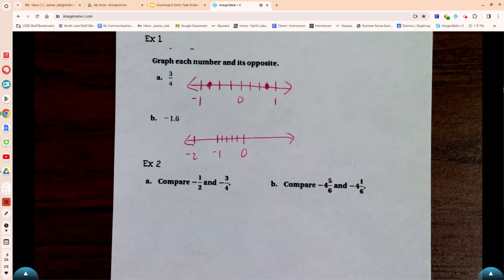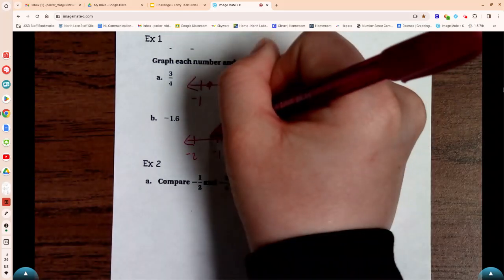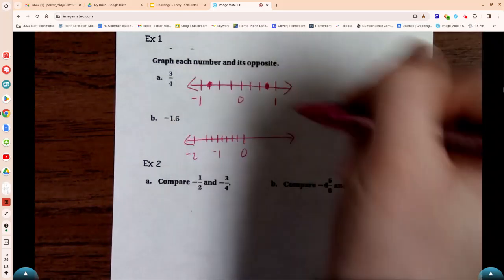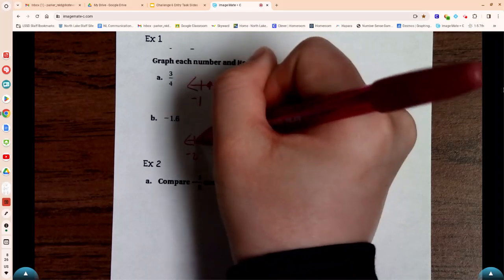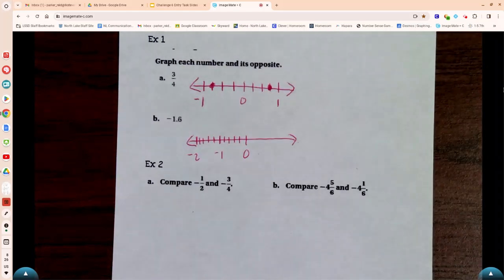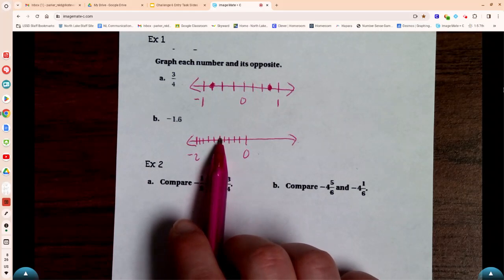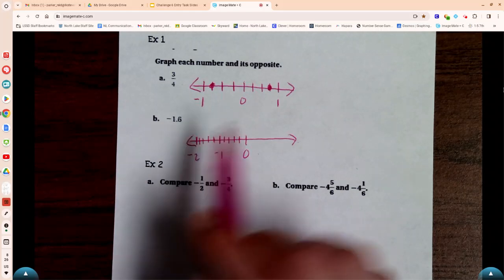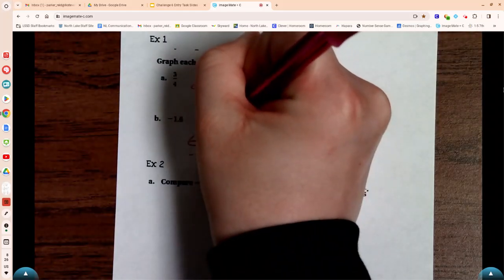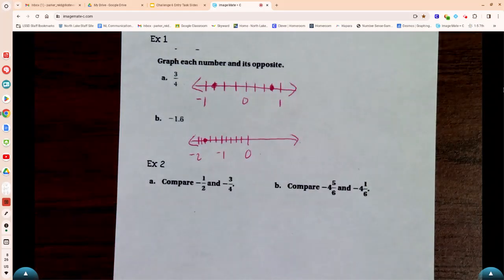And then I'm going to do the same in between my -1 and my -2. So -1.2, -1.4, -1.6, -1.8, -2. And then I'm going to go ahead and put this at where -1.6 is. So remember, here's -1. Each is going by 0.2. So -1.2, -1.4, -1.6 would fall there. And now I need to also graph its opposite.